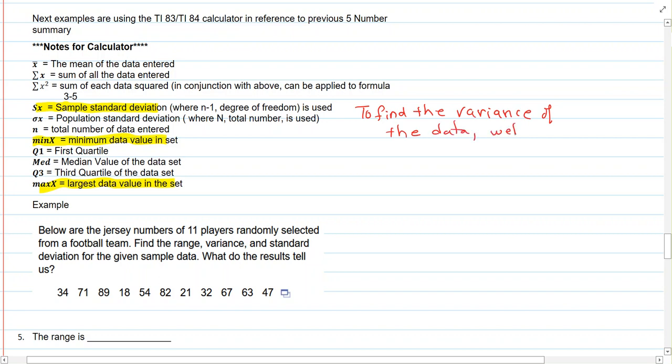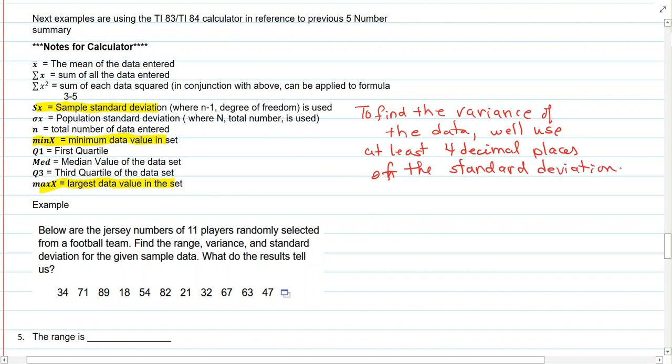We'll use at least 4 decimal places of the standard deviation. And that way when you round, it'll match the homework. I don't want you to do any extra work. This is just making sure you put it on your paper and you'll get it.